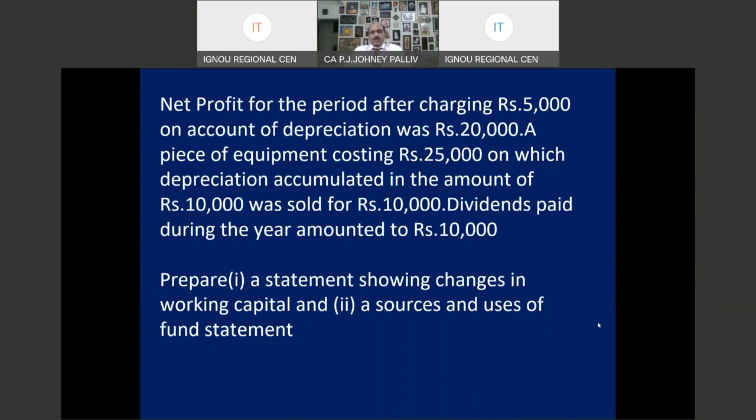Now, this is the question, my dear friends. Number one, a statement showing changes in working capital, and number two, a statement of sources and uses of funds. Let us see how we can solve this.